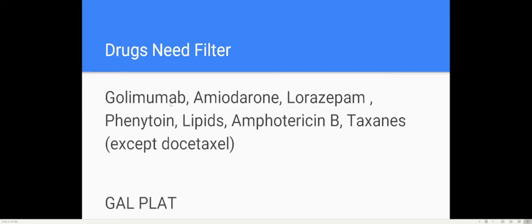Golimumab, I think I'm pronouncing that right. Amiodarone, lorazepam, so that's your gal. Then plat is your phenytoin, Ritalin, lipids, amphotericin B, and taxanes, but not docetaxel.